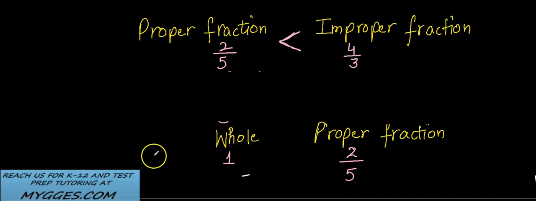And in the same way, if we are comparing a whole and a proper fraction, definitely the whole is greater than the proper fraction, because a whole is equal to 1 and a proper fraction is always less than 1.